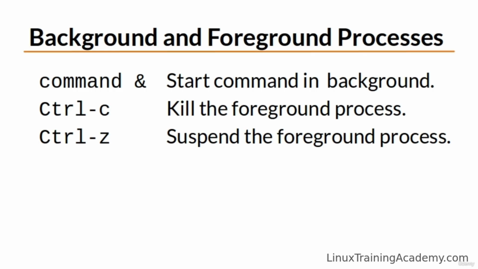To kill the current foreground process, hold down the Control key and press the letter C. To suspend the process, type Ctrl-Z. That will stop the process. A process that is suspended is not running in the background. It is actually stopped.